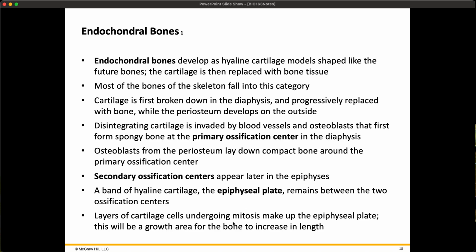Layered cartilage cells undergoing mitosis make up the epiphyseal plate, and so that's where the bone increases in length. So it reaches its maximum diameter, and then it starts to grow in length from there. And it's cartilaginous cells going through mitosis. As they divide within the epiphyseal plate, they push those older cartilaginous cells to the edges of the epiphyseal plate, and from there they can then be ossified and calcified to create longer bone.